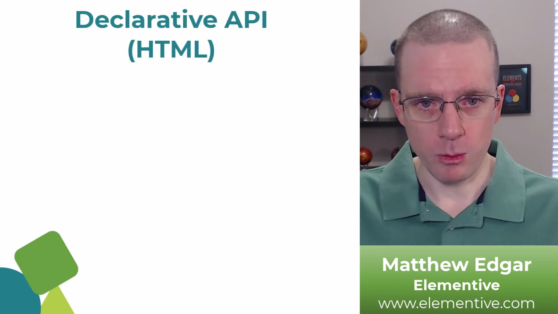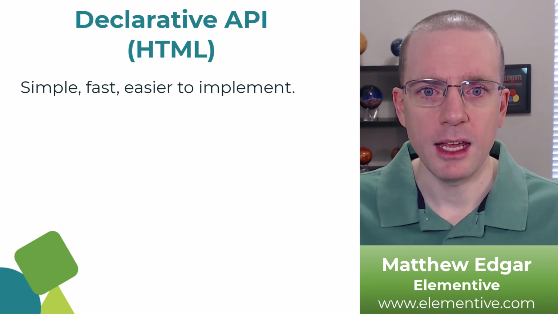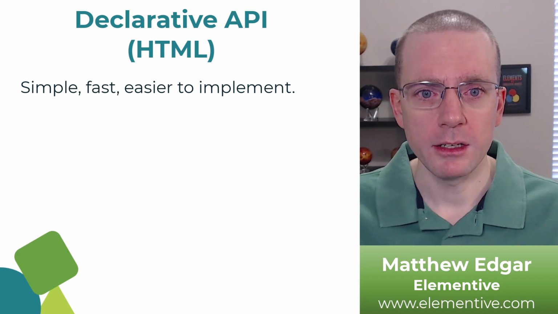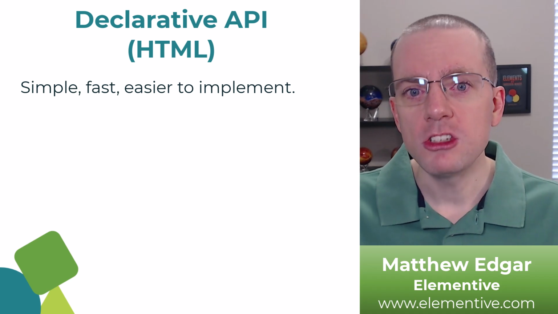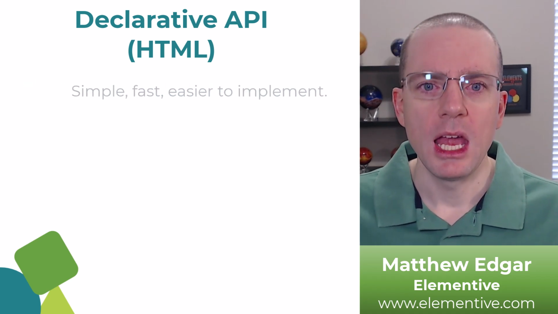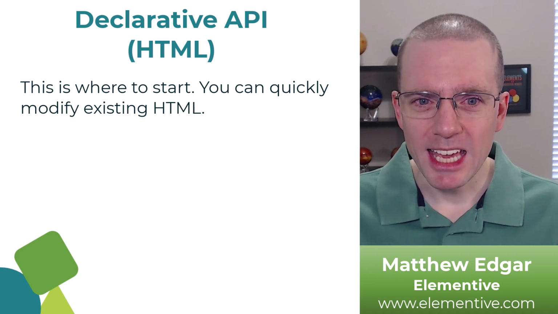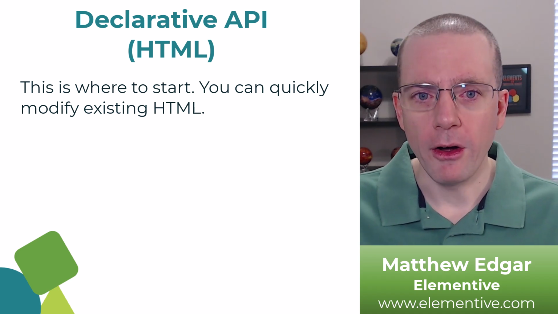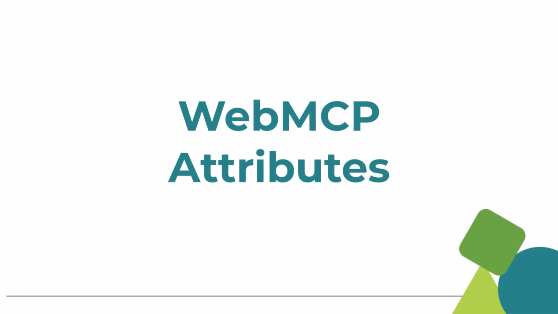The other way that you can work with WebMCP is with the declarative API. This is HTML based and a lot simpler to set up and start working with. So the declarative approach allows you to add a set of attributes directly to existing HTML forms and inputs. So you're modifying existing HTML. In many cases, this can be implemented in just a few minutes. It's not even necessarily that hard or that complicated. So let's walk through the declarative API and the attributes we have available that you can start to use.